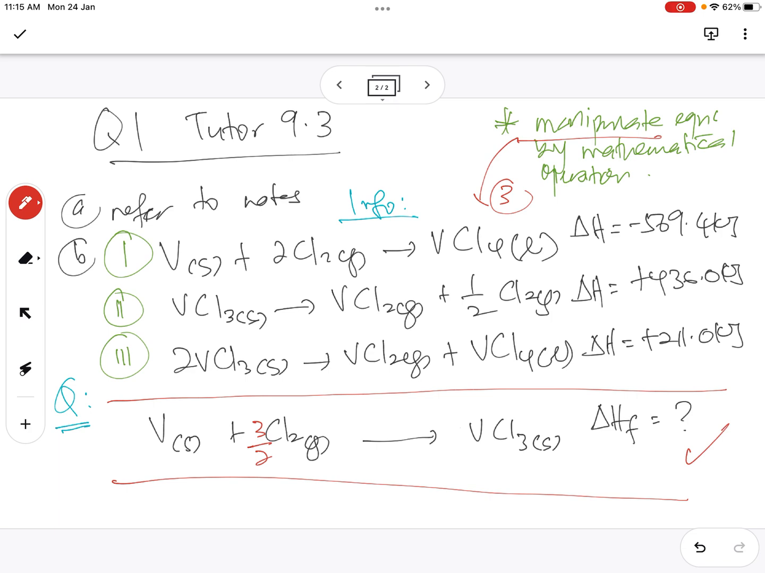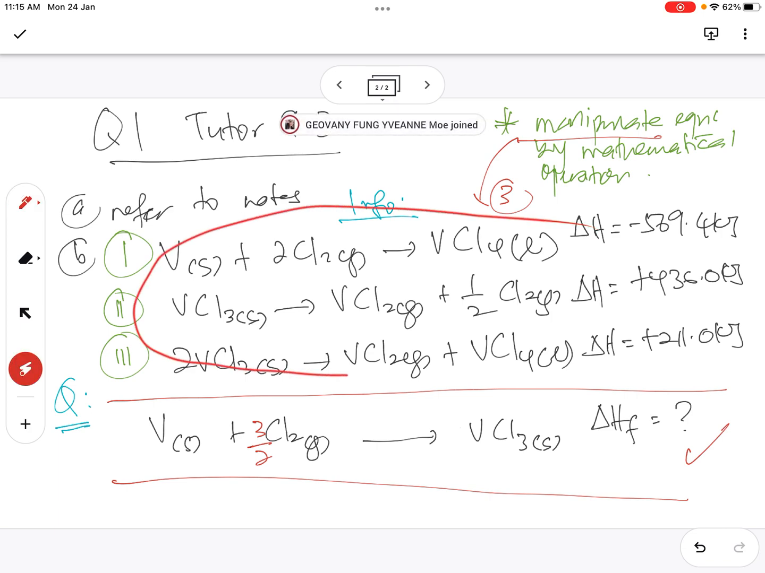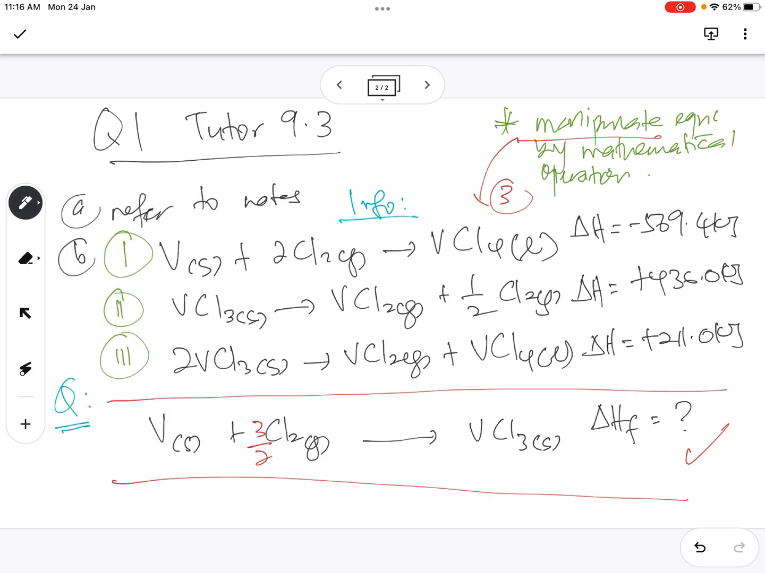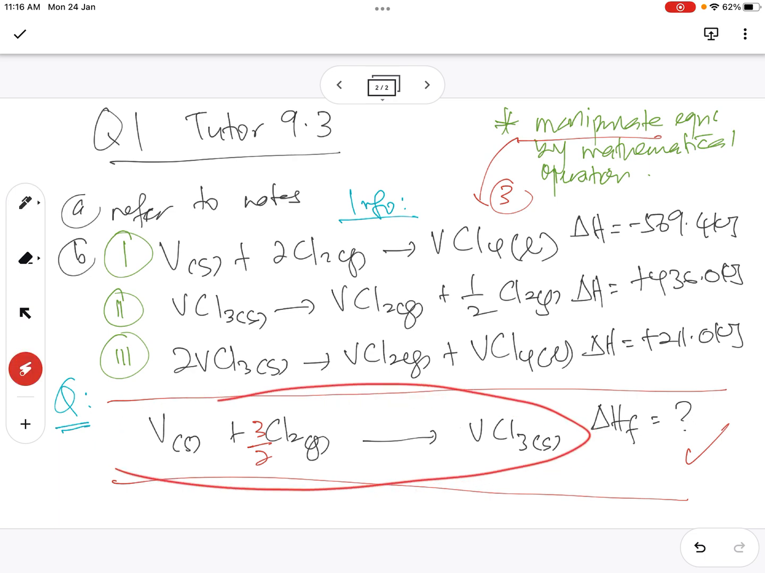Okay, I repeat one more time. We have to manipulate the 3 equations using mathematical operations like plus, minus, multiply, divide, all that. We manipulate so that we get this equation in the end. So the trick is we start looking at the compounds, the substances. If you look here, in the equation we are going to find, we do not have VCl4. Can you see that?